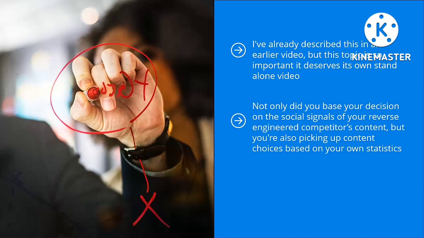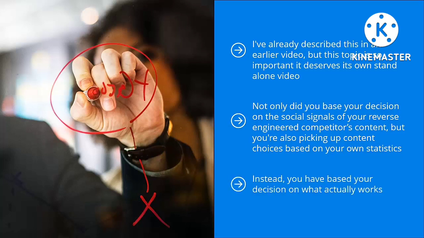You already know that there is a significant amount of demand for this particular type of content. Not only did you base your decision on the social signals of your reverse-engineered competitors' content, but you're also picking out content choices based on your own statistics. In other words, you're basing your best content on tried and proven material. You're not taking shots in the dark. You're not taking wild guesses. You're not crossing your fingers and hoping that something sticks. Instead, you have based your decision on what actually works.